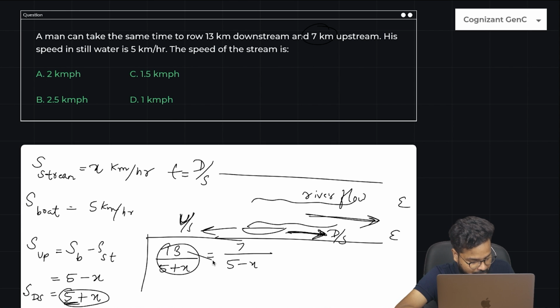So just cross multiply, guys. So 13 5s are 65 minus 13x would be equal to 35 plus 7x, which is nothing but 20x is equal to 30, which gives me x is equal to 1.5 kmph.